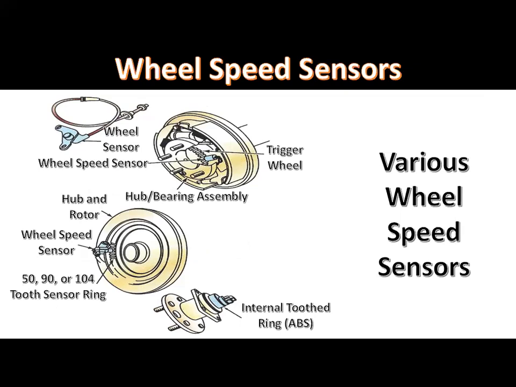Many vehicles have a four-wheel ABS system with a wheel speed sensor at each wheel. A tooth ring on the wheel hub rotates past the tip of the wheel speed sensor. This can be mounted on the half shaft outer joint. On some front-wheel drive cars, the wheel speed sensors are integral with the wheel hubs and cannot be serviced separately.